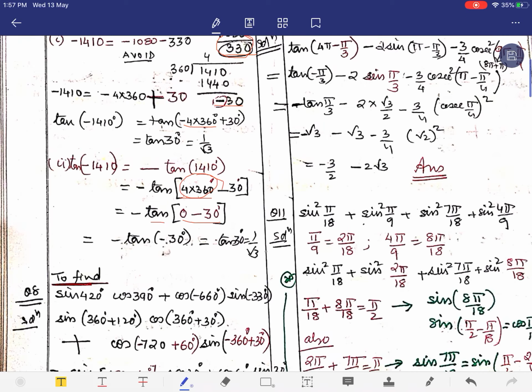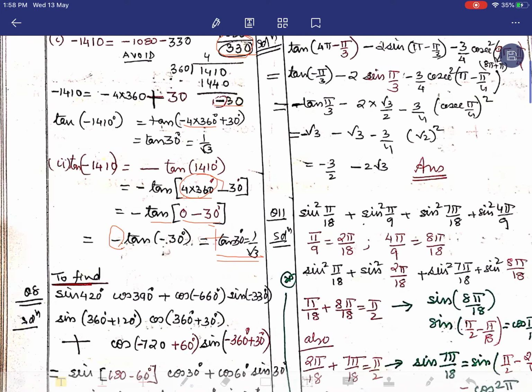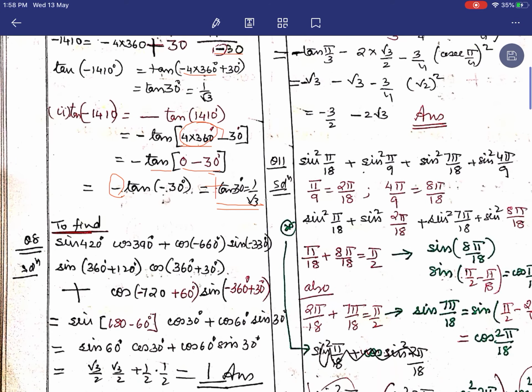Again this is tan of minus theta, which says that it will be minus of, minus and minus makes it positive. So we have 1 upon root 3. So whether it is through taking the whole thing or taking the negative, it makes no difference, the value remains the same. Now we move on to the next question.